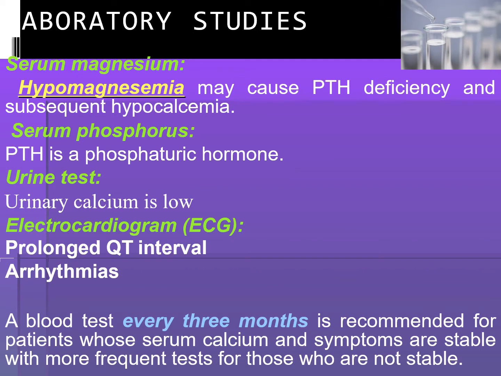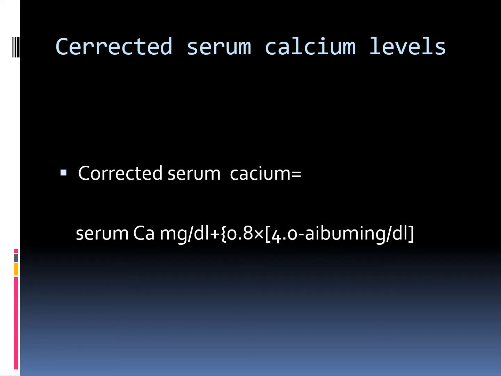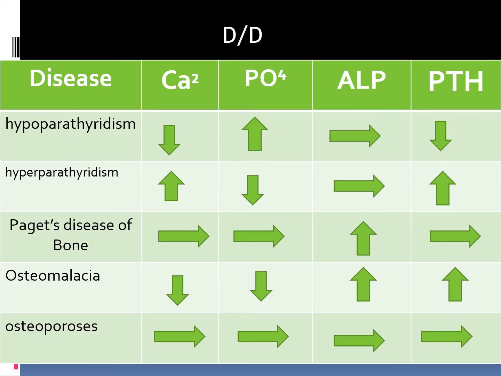Serum magnesium level should always be measured. The hypomagnesemia may cause parathyroid hormone deficiency and subsequent hypocalcemia. The ECG may show prolonged QT intervals and arrhythmias. Based on the biochemical findings, the hypoparathyroidism can be differentiated from other diseases. In hypoparathyroidism, serum calcium is low, serum phosphate is high, alkaline phosphatase is normal, parathyroid hormone is low.